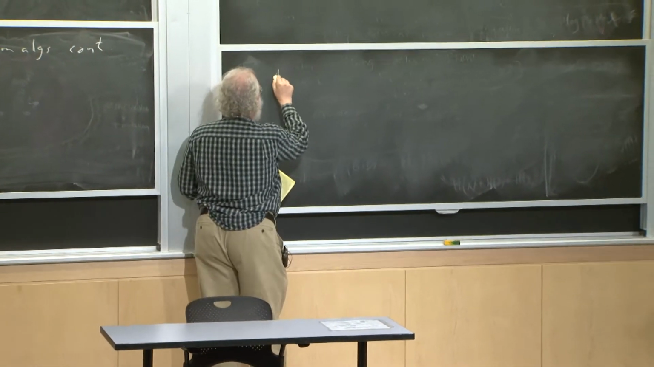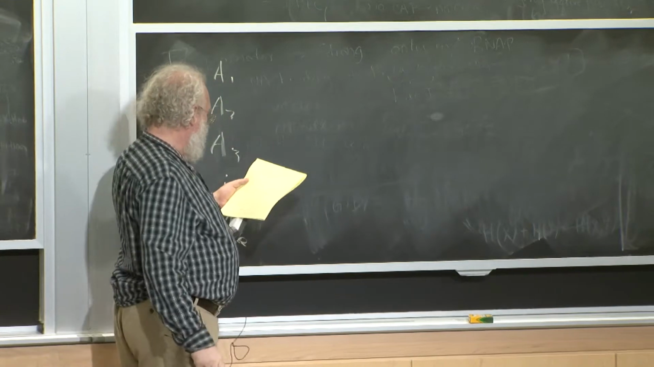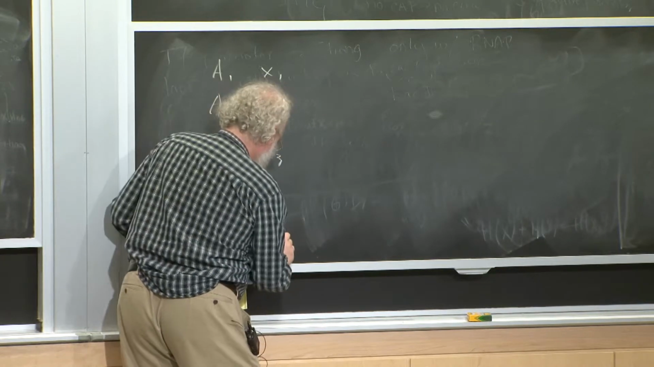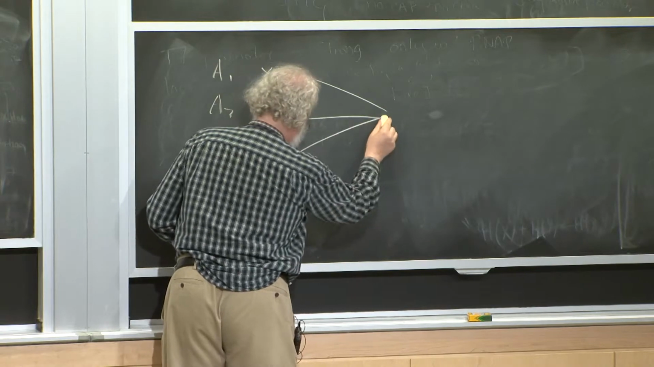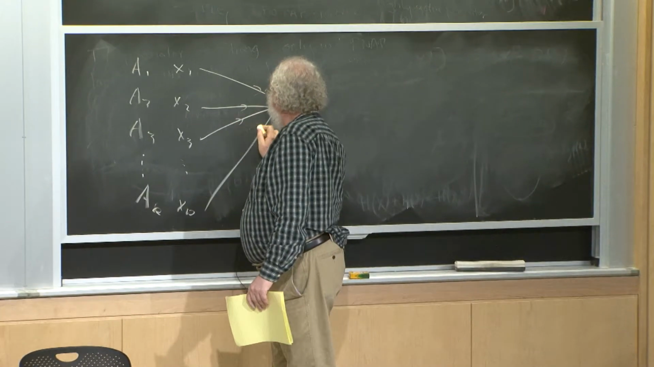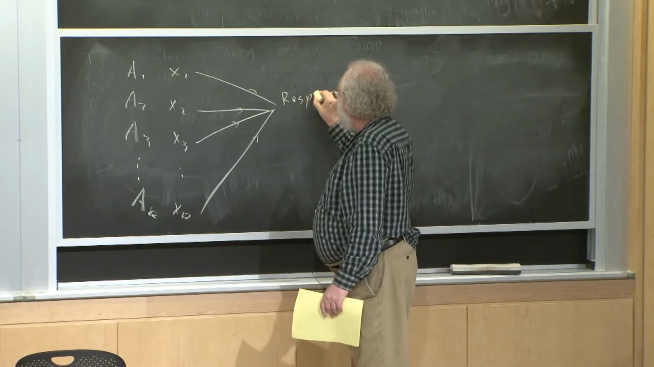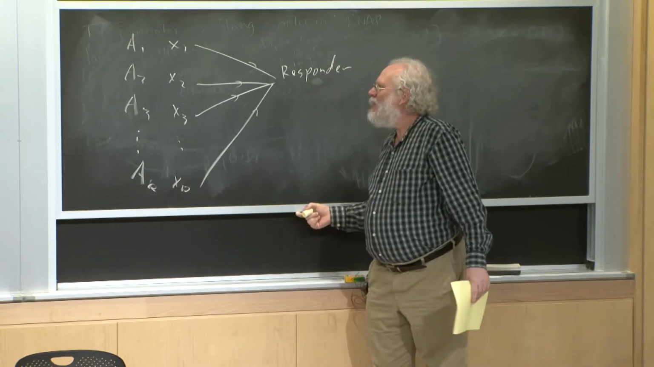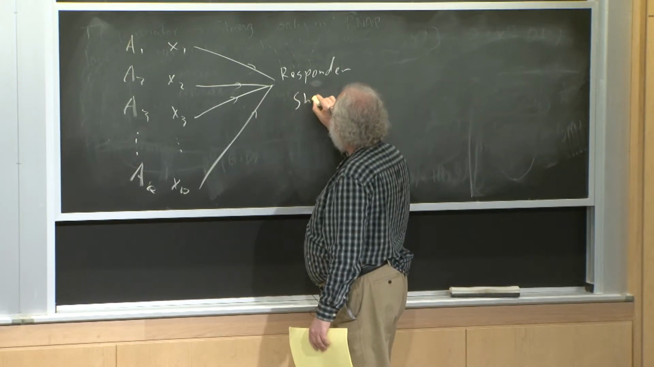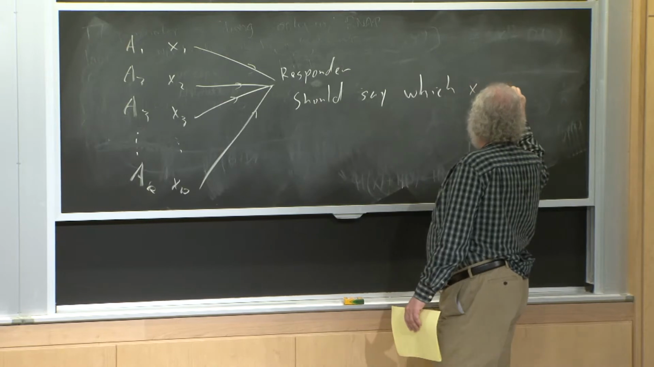We'll say we have A1, A2, A3 through A sub k. They have strings x1, x2, x3 through xk. And they want to send their strings to some... Or rather, they don't want to send their strings. They want to send information to some responder. And the responder has to say which xi are equal.